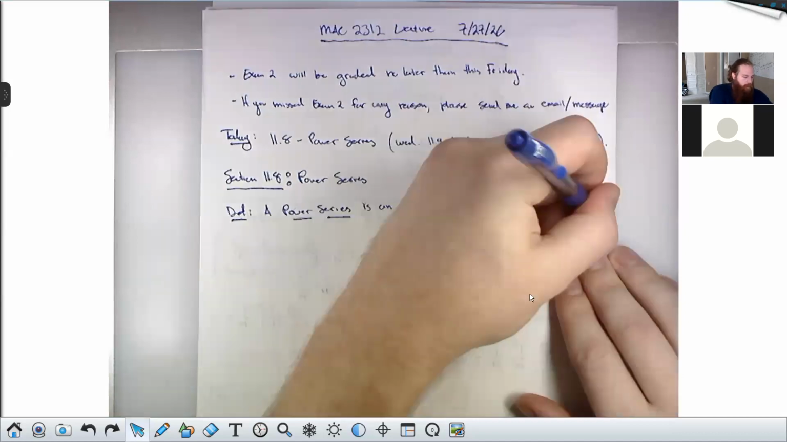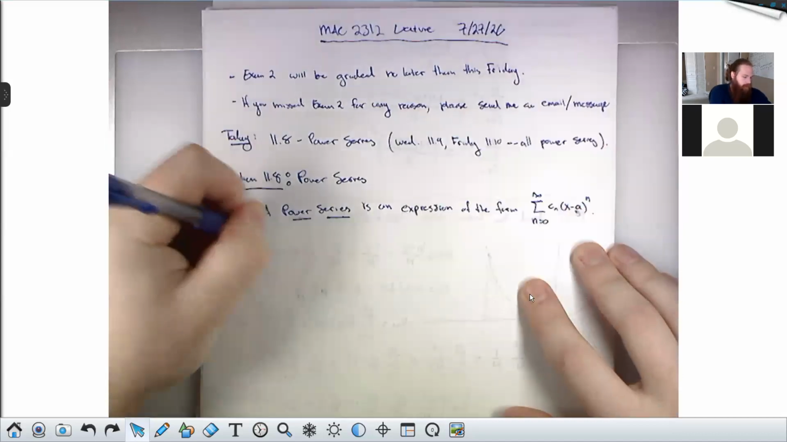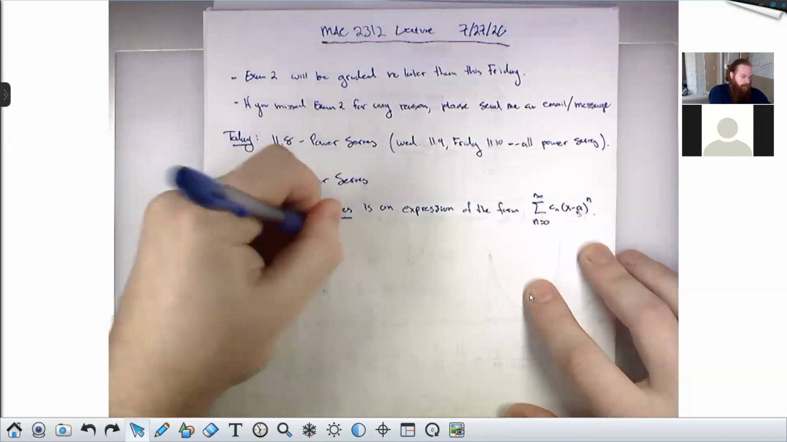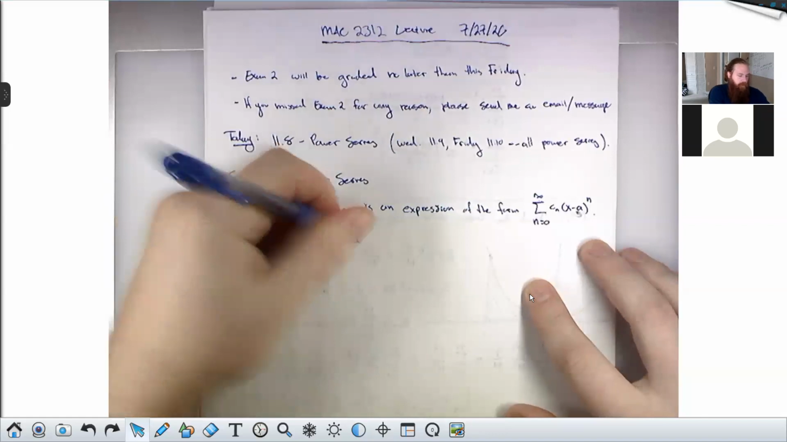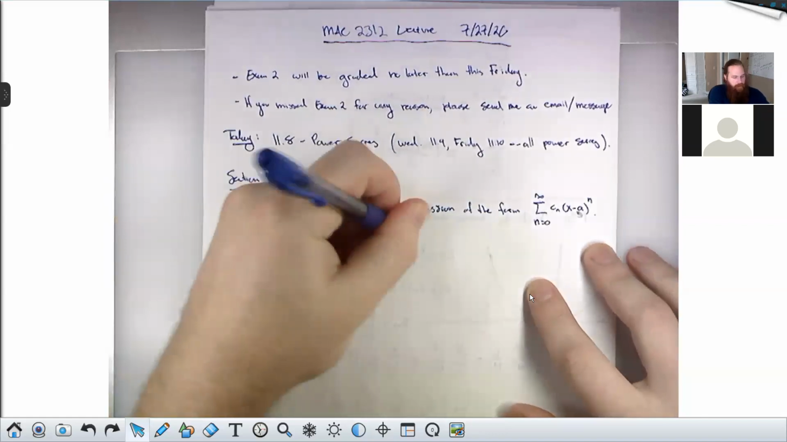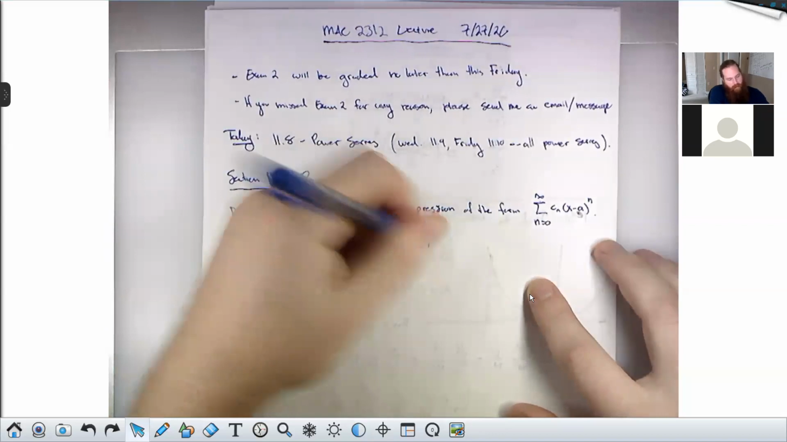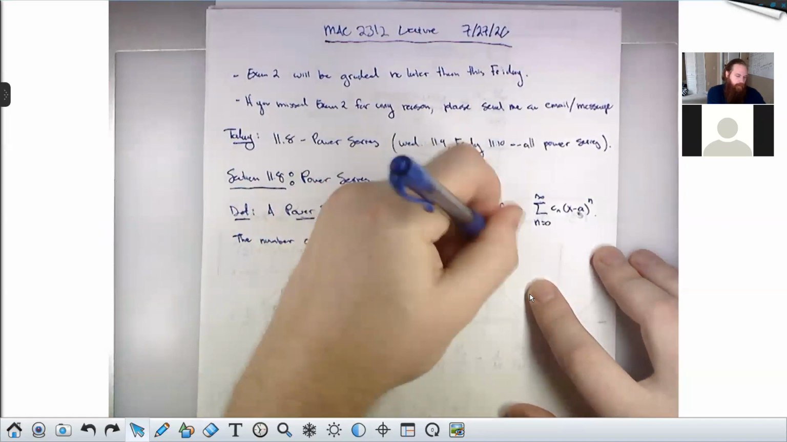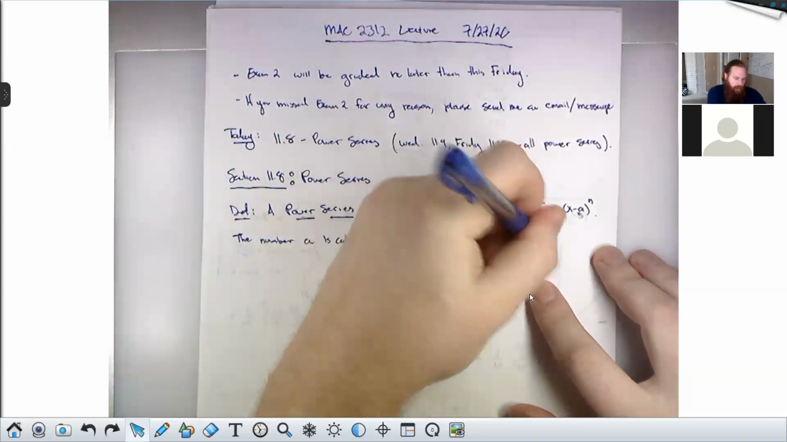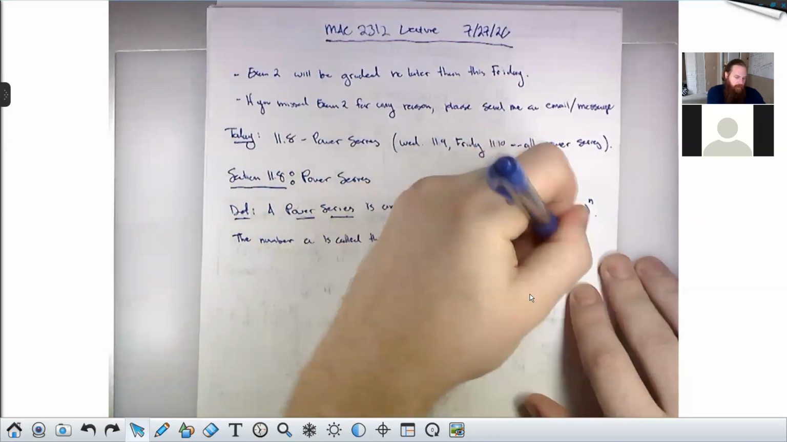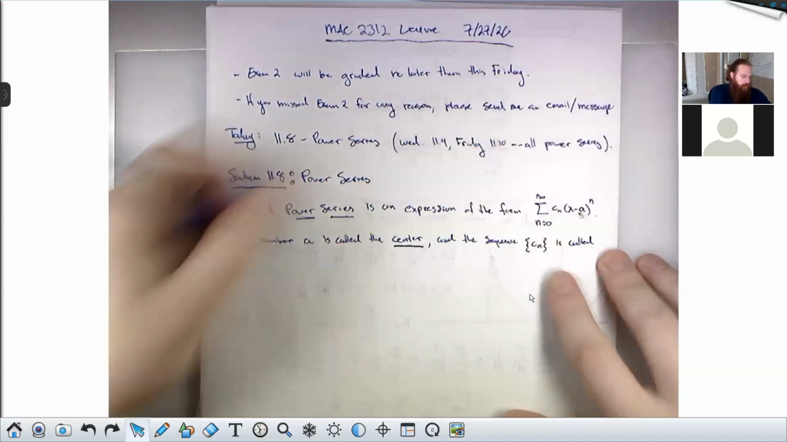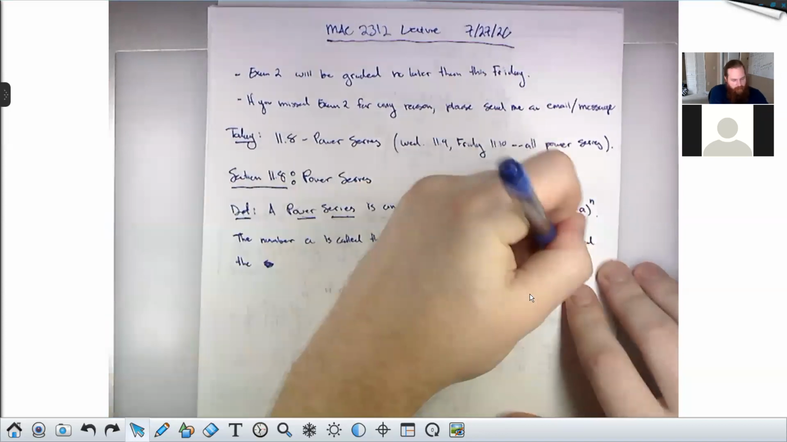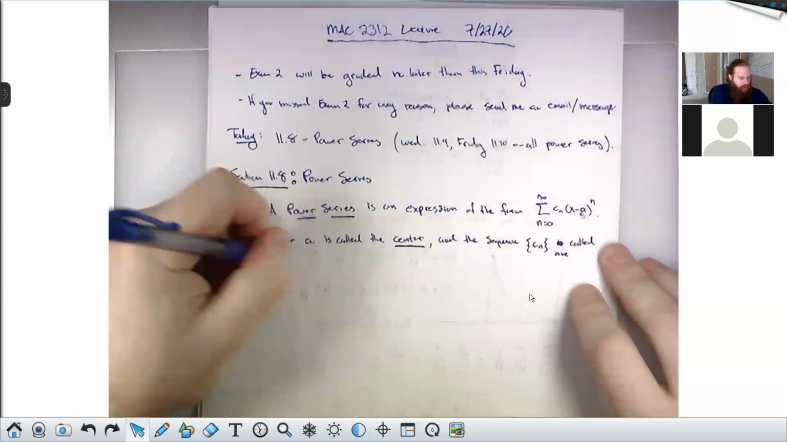The number a is called the center of the series. And the sequence Cn is called the sequence of coefficients, or I should say the coefficients.